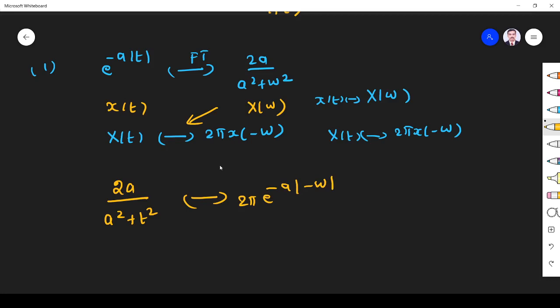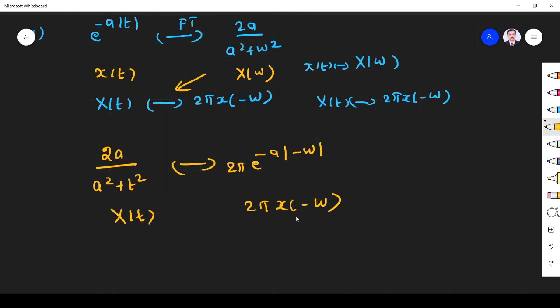Now you understand? I know x of t and X of omega. So if this is x of t, this is X of omega. For capital X of t, the transform is 2 pi into x of minus omega. This is the duality property. Yes or no? So I replace t in small x of t by minus omega, and omega in capital X of omega by t. Okay.